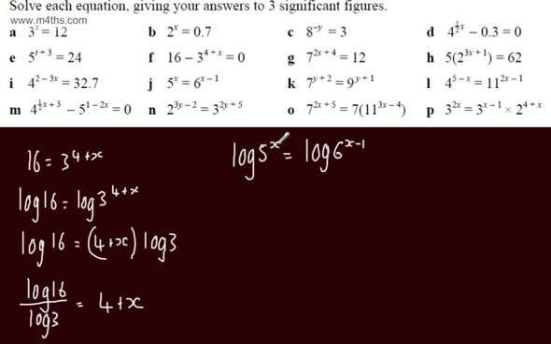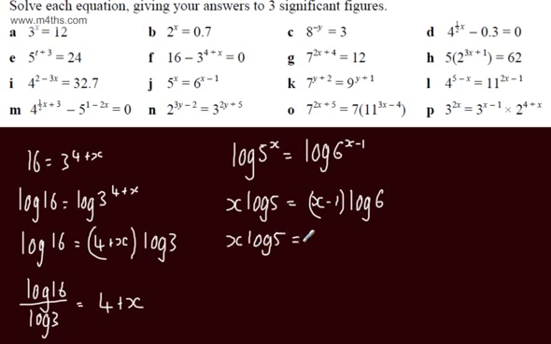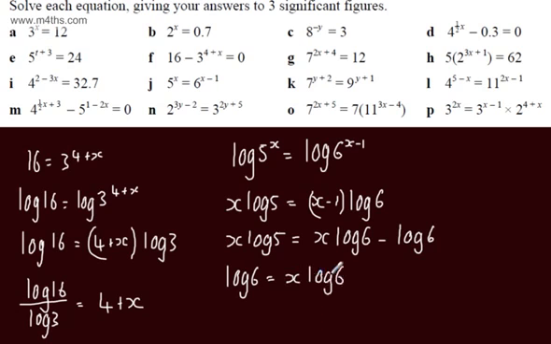I'm going to use the power law and bring the unknown down. We're trying to solve for x. X is now stuck up as the exponent, or the power, if you like. So x log 5 will be equal to the quantity x minus 1 log 6. At this stage, I'm just going to expand the brackets, and we're going to end up collecting the terms in x on one side and the constants on the other side. So we've got x log 6 minus log 6. Adding log 6 to both sides, log 6 will be equal to x log 6 minus x log 5.